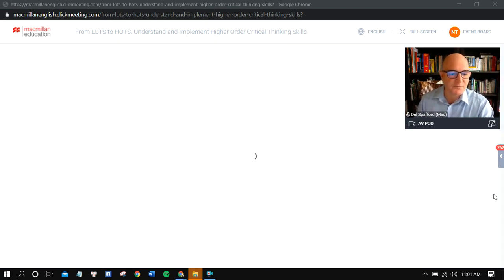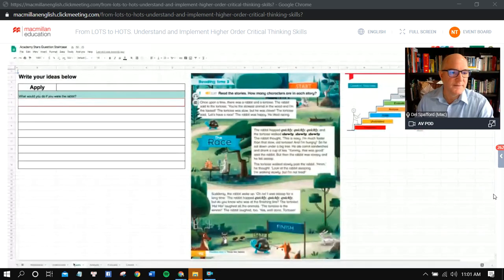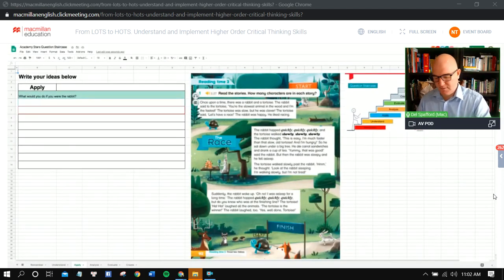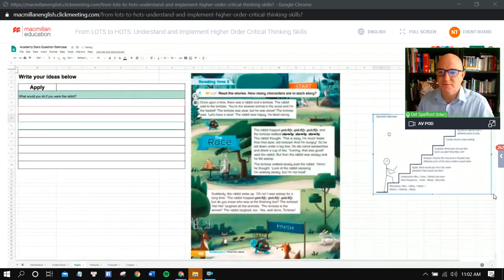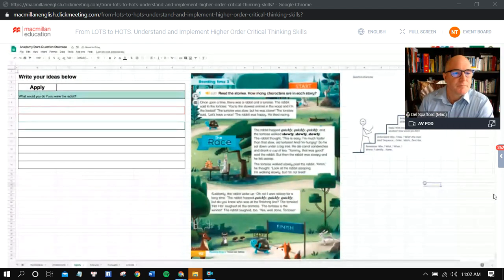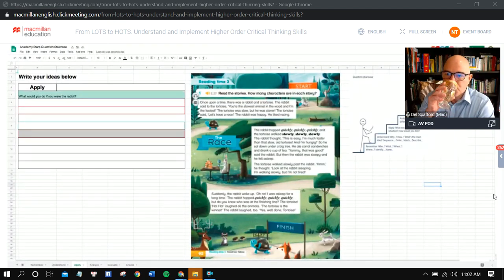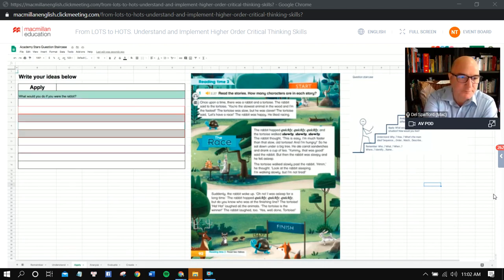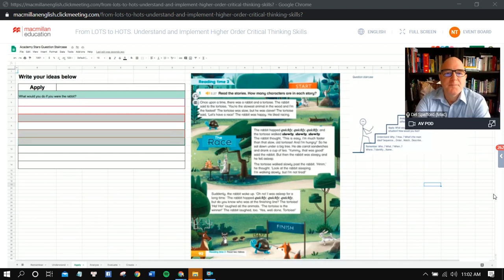So let's move the tab along at the bottom. At the bottom, you can see the tab, apply. And I've got my example there. What would you do if you were the rabbit? I need to just paste my question staircase again. Yep. How would you feel? Yeah, that's a nice question, isn't it?